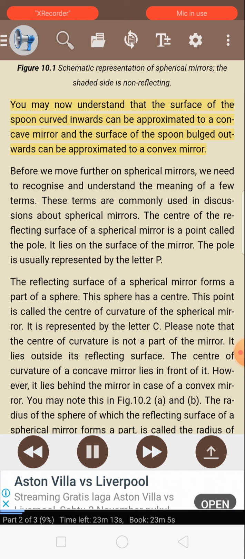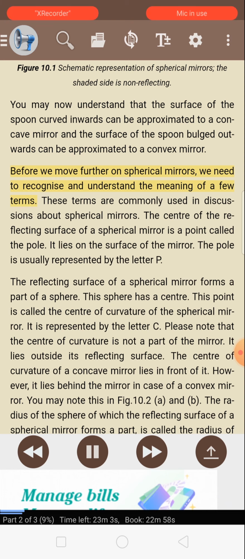You may now understand that the surface of the spoon curved inwards can be approximated to a concave mirror and the surface of the spoon bulged outwards can be approximated to a convex mirror. Before we move further on spherical mirrors, we need to recognize and understand the meaning of a few terms. These terms are commonly used in discussions about spherical mirrors.